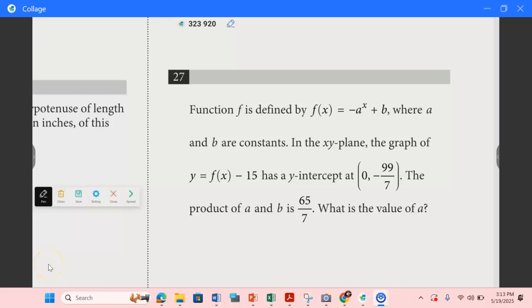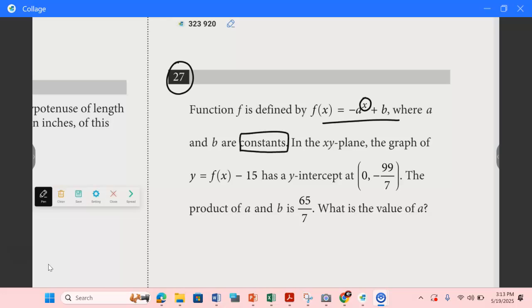Okay, SAT problem of the day, number 54. This being number 27, it's supposed to be the hardest one on here in this section. So let's read it. Function f is defined by this exponential function. Exponential means there's a variable in the exponent, where a and b are constants.